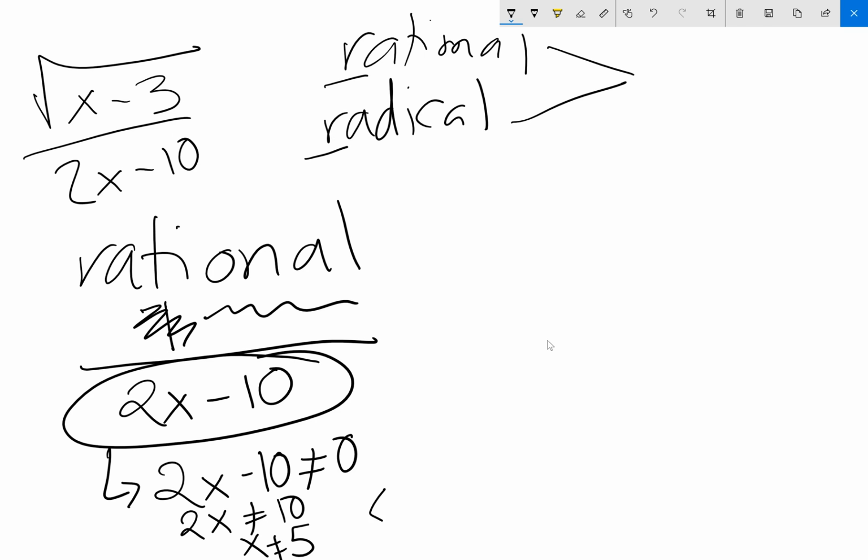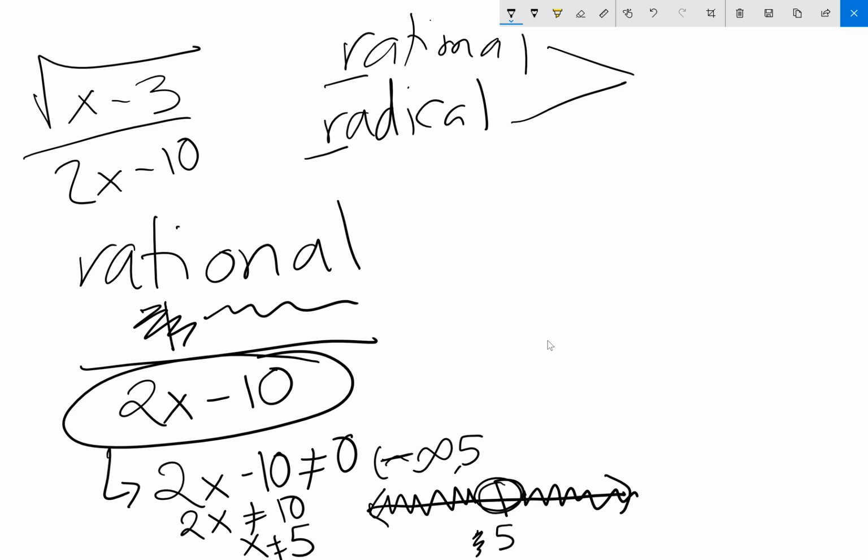Okay. Whenever you get these domain problems, just please do a number line, okay? So it can't equal 5, right? So it can be everything before, it can be everything after. So we have negative infinity to 5, but we don't include 5, 5, positive infinity.